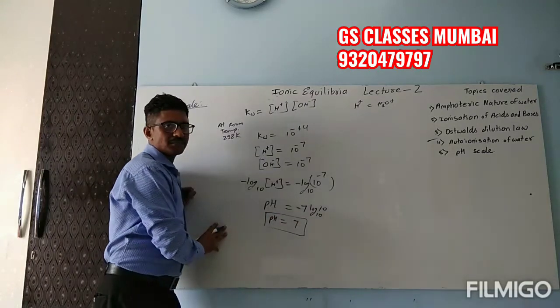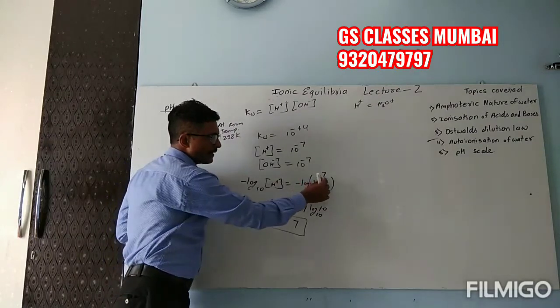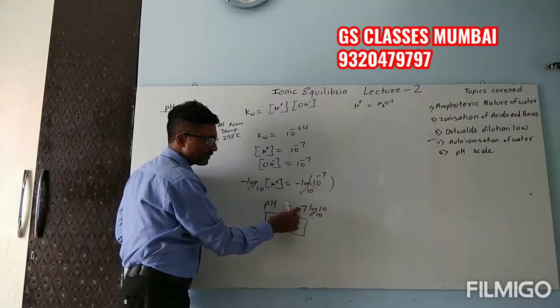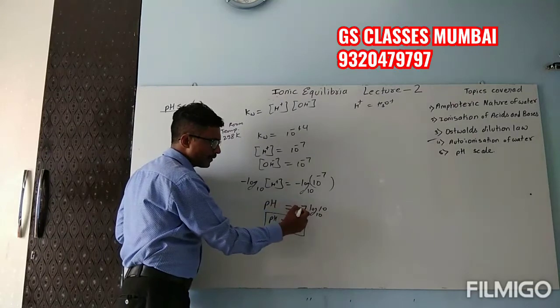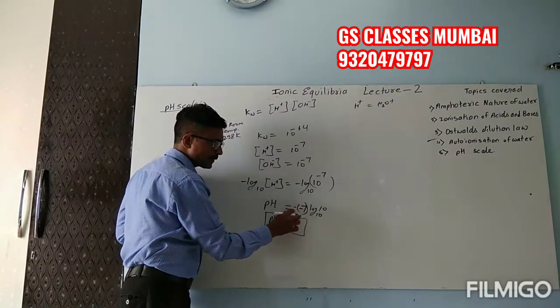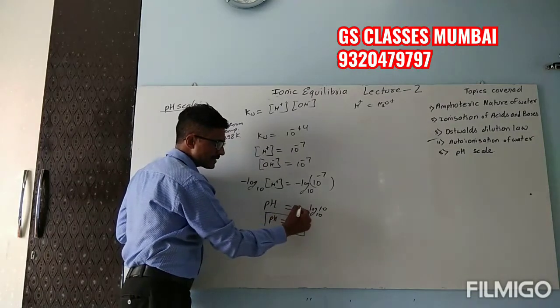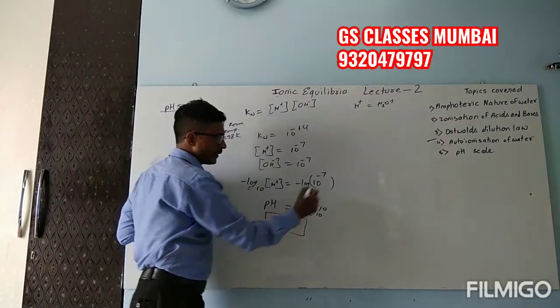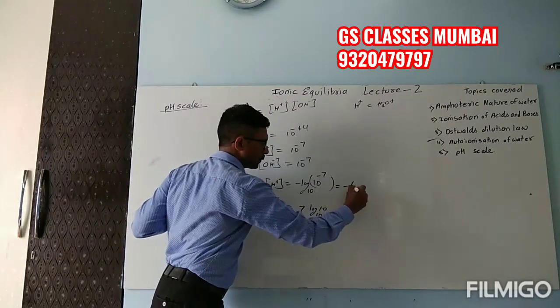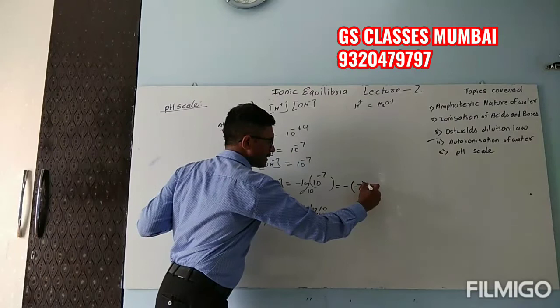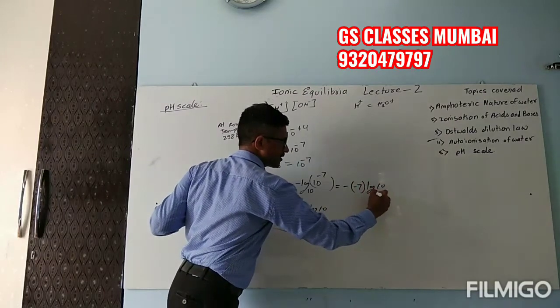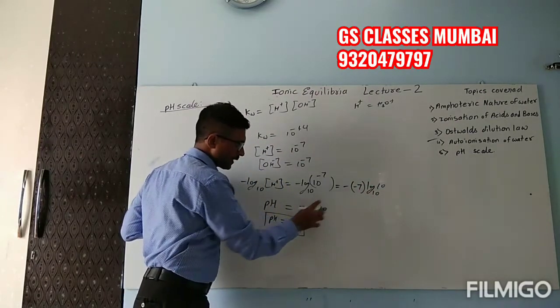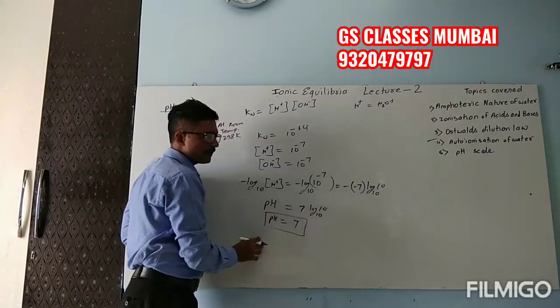pH is what? 7. Minus 7 will come to this side. Minus is already there. Minus and minus will make it plus. So we are writing directly 7. 10 by 10 becomes 1. I will add one more step here so that it should be clear for you. Minus 7 log 10 to the base 10, which becomes 7 log 10 to the base 10.